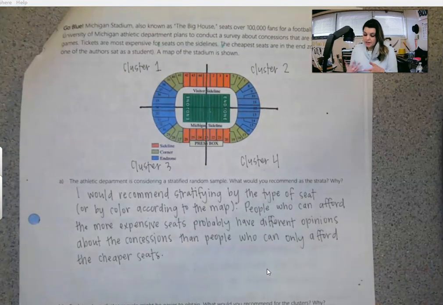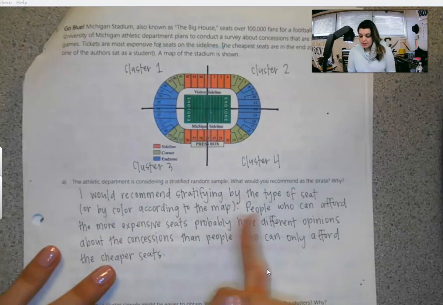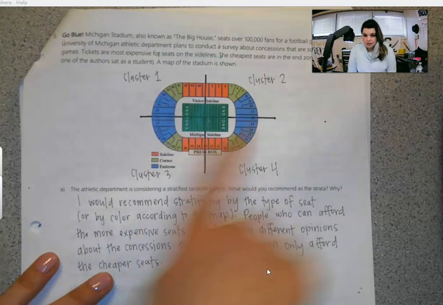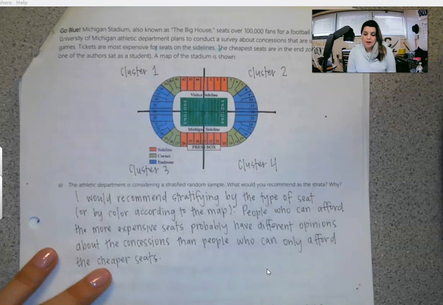We have a stadium, and we're talking about concessions sold at this stadium. So the athletic department is considering a stratified sample. What would you recommend as strata and why? So I would recommend stratifying by the type of seat or the color according to the map.